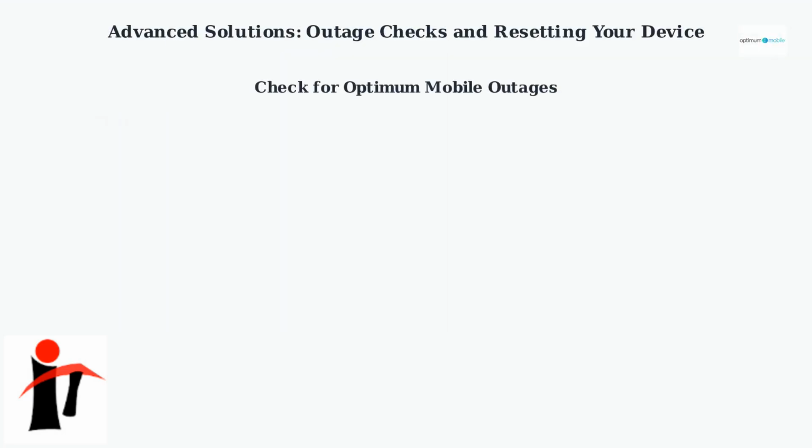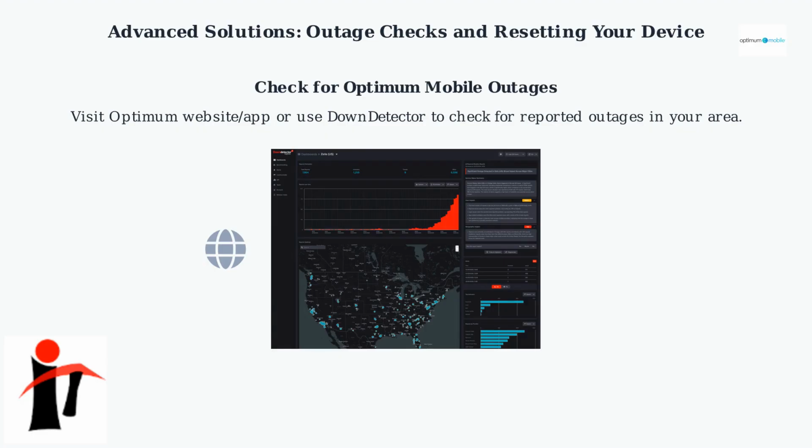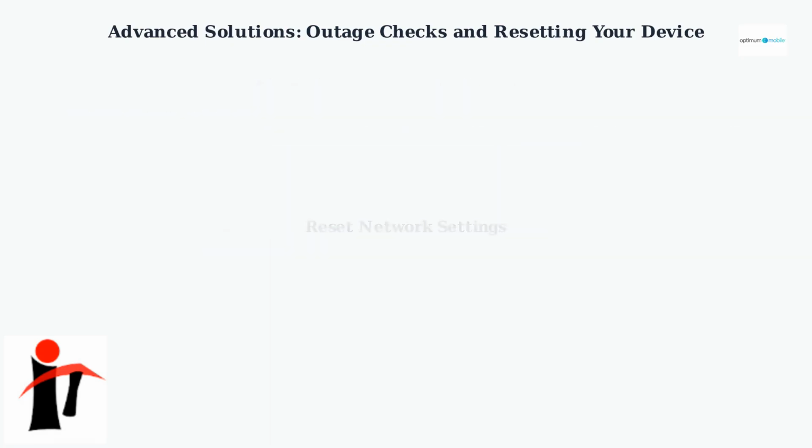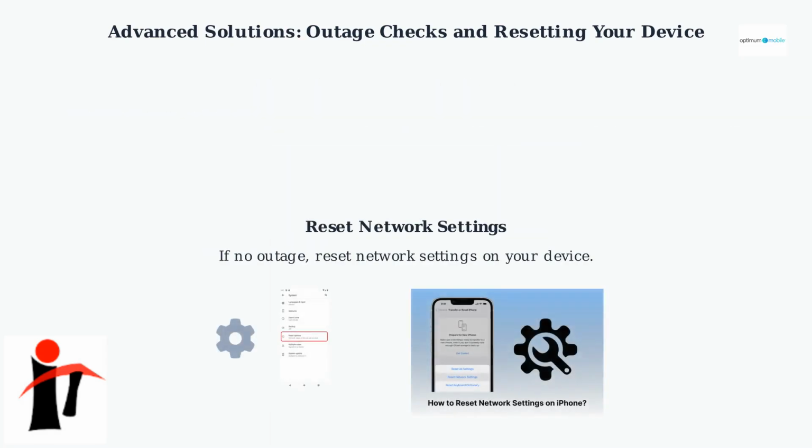If the APN settings and quick fixes don't restore your data connection, the next step is to check for a wider Optimum Mobile outage. Visit the Optimum website or app, or use a third-party service like Down Detector to see if there are reported outages in your area. If there's a known outage, you'll need to wait for Optimum to resolve it.